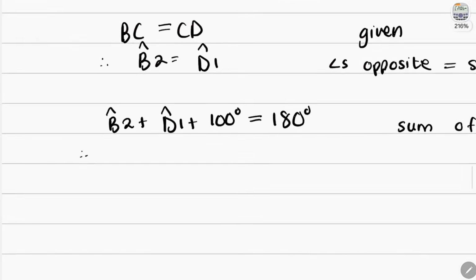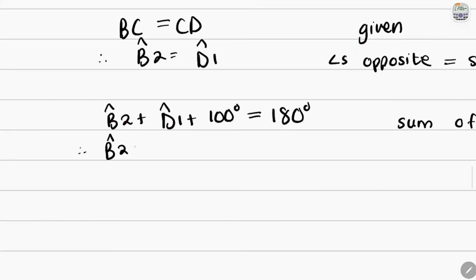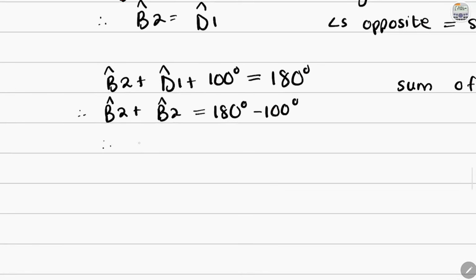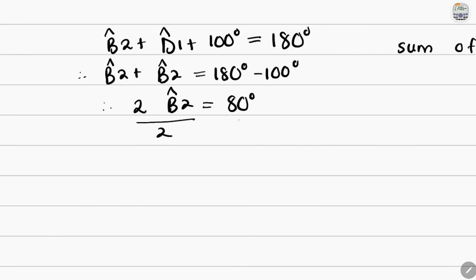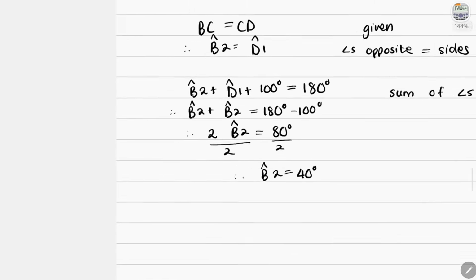And so finally we can conclude that angle B2, and then in place of angle D1, because they are equal, I replace that with angle B2, plus 100 degrees, or we might as well just transpose now, is equal to 180 degrees, and when this comes over, it becomes negative 100 degrees. And so finally, when we add these two together, this is 2 angle B2. Just like x plus x is 2x, so angle B2 plus angle B2 is 2 angle B2, is equal to 80 degrees. And finally, to solve for angle B2, we divide both sides by 2, and angle B2 is equal to 40 degrees, and that is our answer.